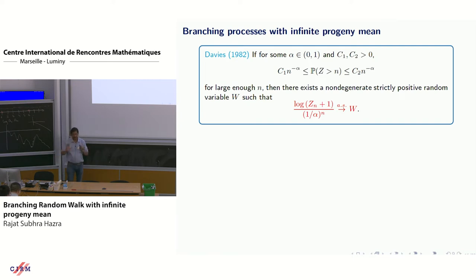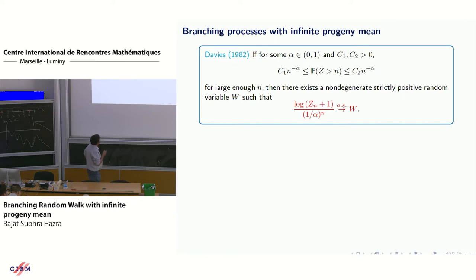This is just a Galton-Watson tree result. It's quite interesting. There are some series of papers by Barber also. Andrew Barber worked on this. But one of the nicest conditions one can find is in this paper by Davis in 1982, where he says that, okay, so this is still a simplifying assumption. He has much more complicated assumption on the tail, but I'm just simplifying things for you.